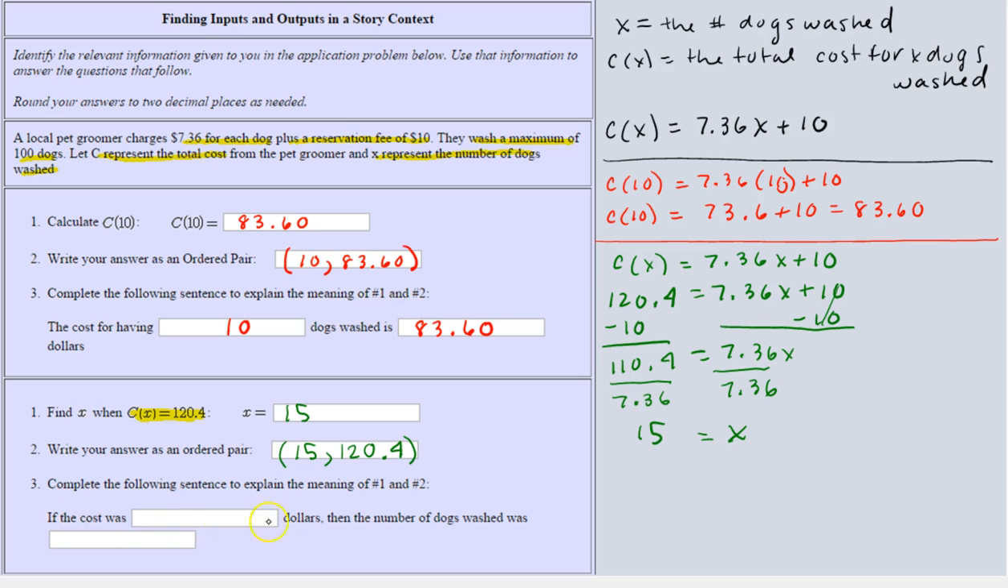Now we're going to fill in this sentence to interpret this. The cost, C of x, is the output. So if the cost was 120.4, or $120.40, then the number of dogs washed was the input, 15.